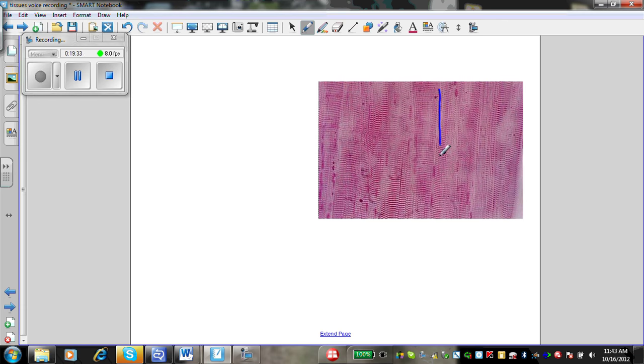You can see it's very arranged, no branching really. You can see some nuclei in here. And then you can definitely see these zebra bands. So this is skeletal.